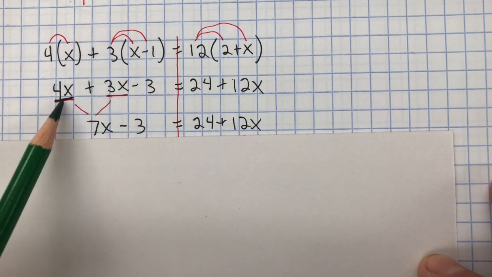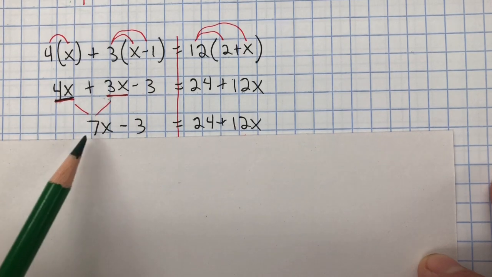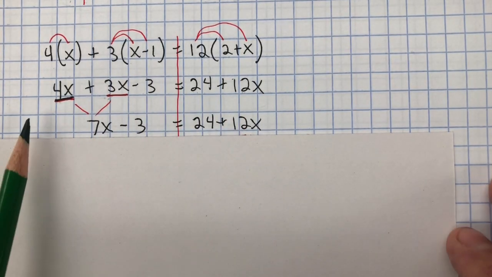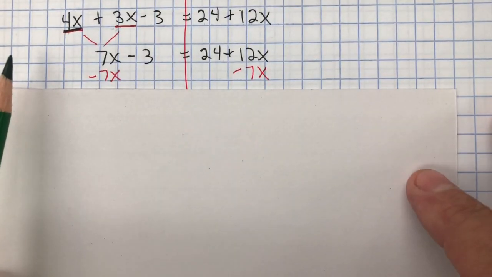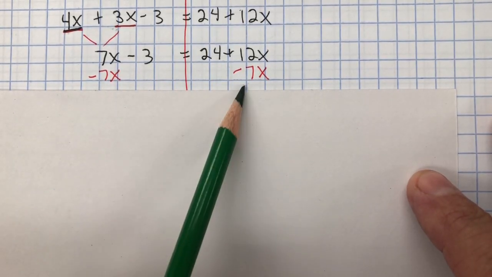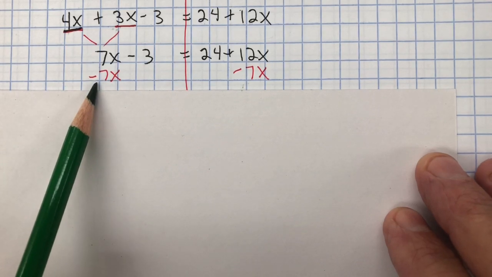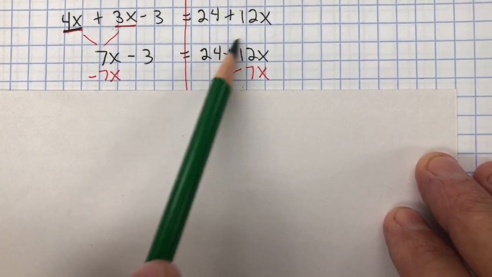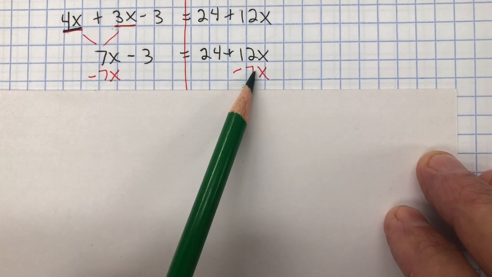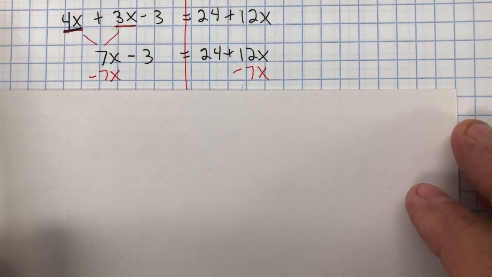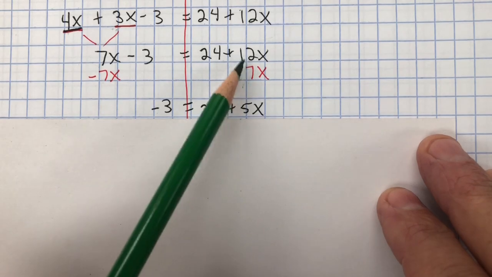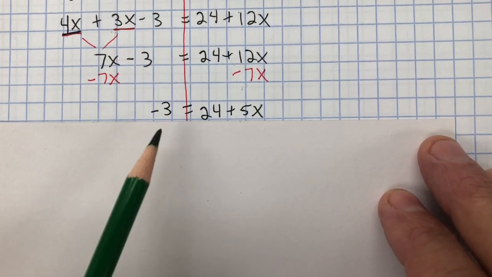Now I'm going to combine like terms. 4x plus 3x is 7x. No like terms to combine on the right side. Inverse property of addition is subtraction, so I'm going to subtract 7x from both sides. And I'm bringing the x's to the right side because I have more positive x's on this right side. So I want to know what positive x equals, not a negative x. So I'm left with negative 3 equals 24 plus 5x, since 12x minus 7x is 5x.